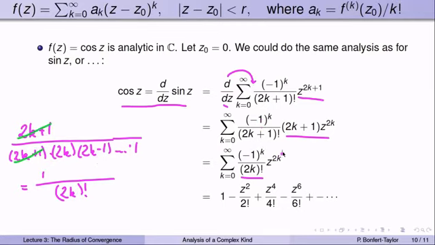So this time I only have even powers of z, and they alternate in sign again, and again I divide by factorial. So I find 1 minus z squared over 2 factorial, plus z to the 4th over 4 factorial, minus z to the 6th over 6 factorial, and so forth. That is the power series representation of cosine z centered at the origin.